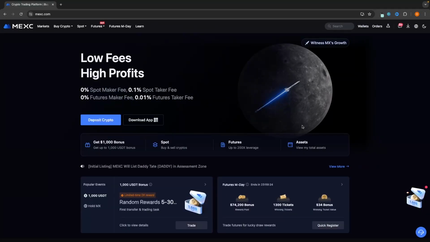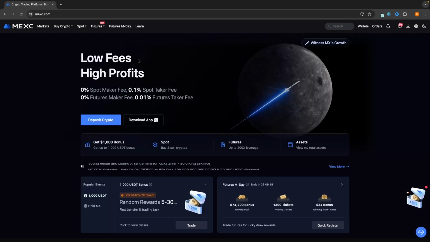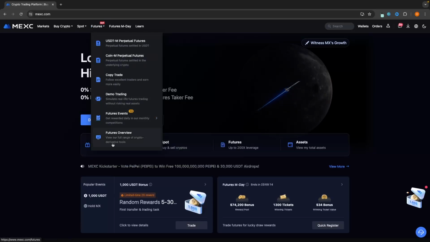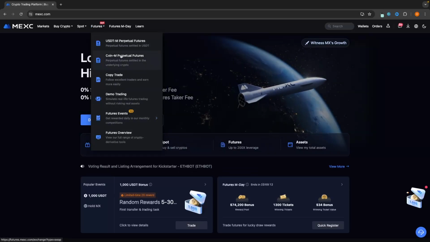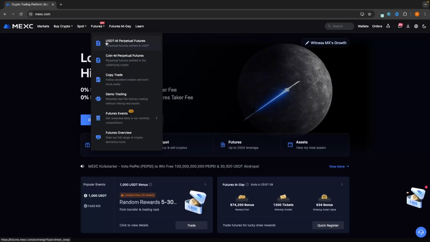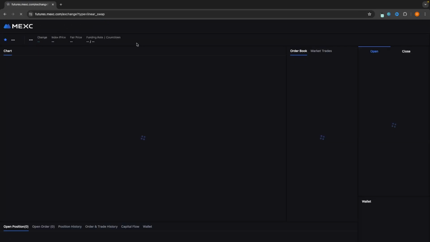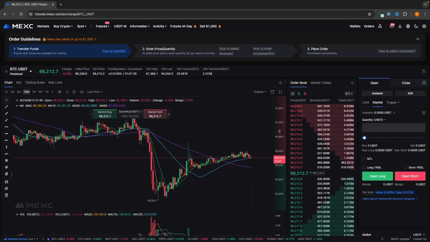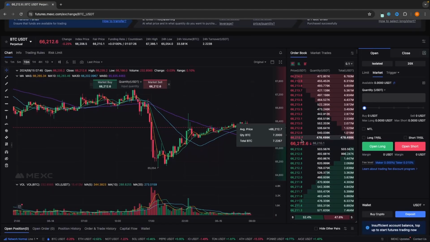So once you have either logged in or created your MEXC account, to access the futures area, all we need to do is go up to futures right here at the top. And then you can see we have a few different tools that we can use in terms of futures. Let's click into this top option, the USDT perpetual futures, as this is the most common way of trading futures and probably the one that you were thinking about when you clicked on this video. So this is the USDT futures area right here.